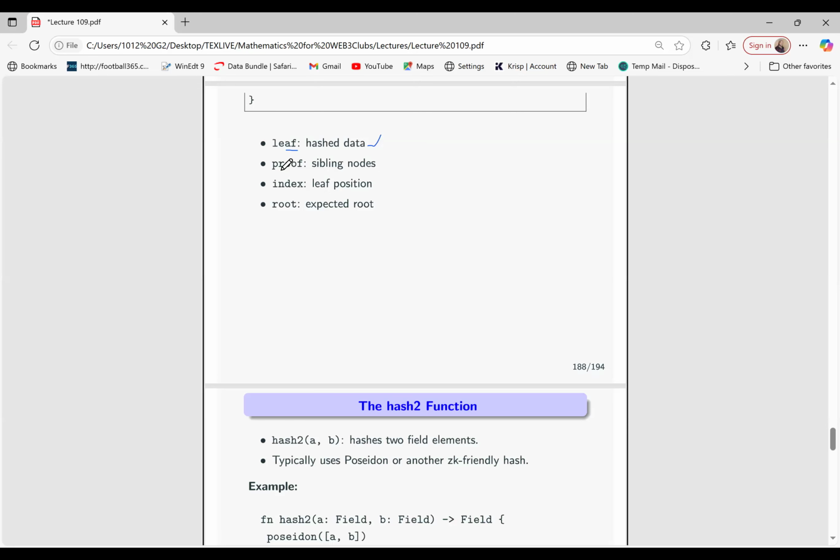Then we also saw the proof, and the proof will be the sibling nodes. Then the index is the leaf position, and the root will be the expected root. For instance, this is hash 2, where we hashed A and B and so on. Next we'll be looking at the hash 2 function.